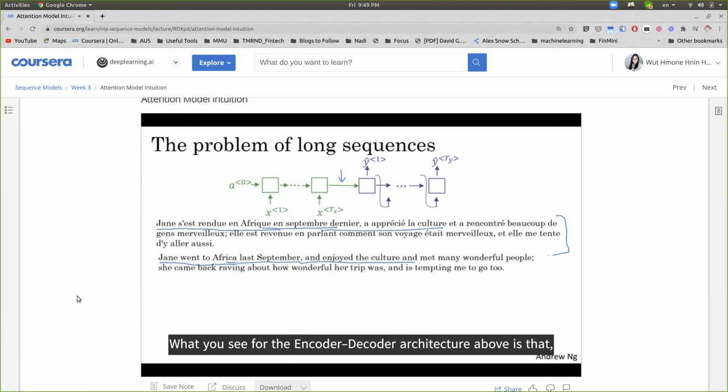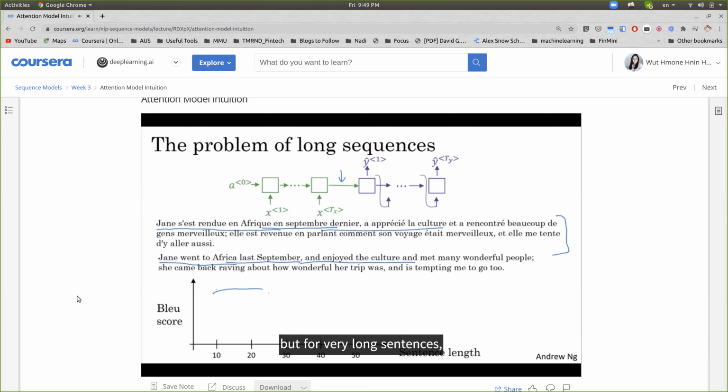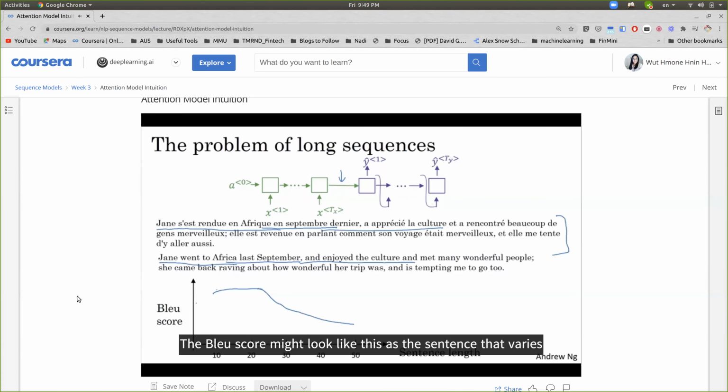And so what you see for the encoder-decoder architecture above is that it works quite well for short sentences, so you might achieve a relatively high Bleu score, but for very long sentences, maybe longer than 30 or 40 words, the performance comes down. So the Bleu score might look like this. That's the sentence length that varies. Short sentences are just hard to translate, hard to get all the words right. And long sentences, it doesn't do well on, because it's just difficult to get a neural network to memorize a super long sentence.